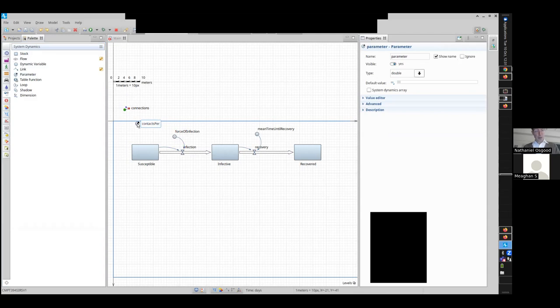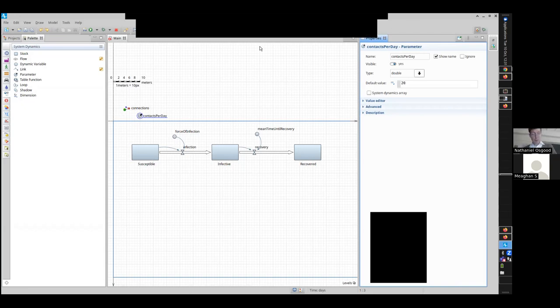contacts per day, okay? It's going to reflect, for susceptibles and for infectives, how many contacts we assume they have per day. Okay. And we're going to put in 20. And the idea is that each susceptible is going to have 20 contacts per day. So imagine the contact of 20 per day. Now, a certain fraction of those 20 people they meet per day are going to be infected.